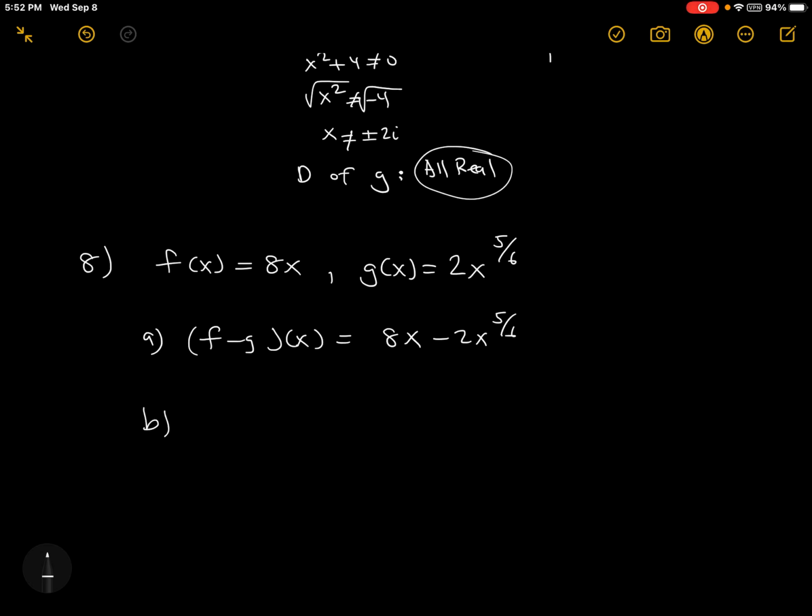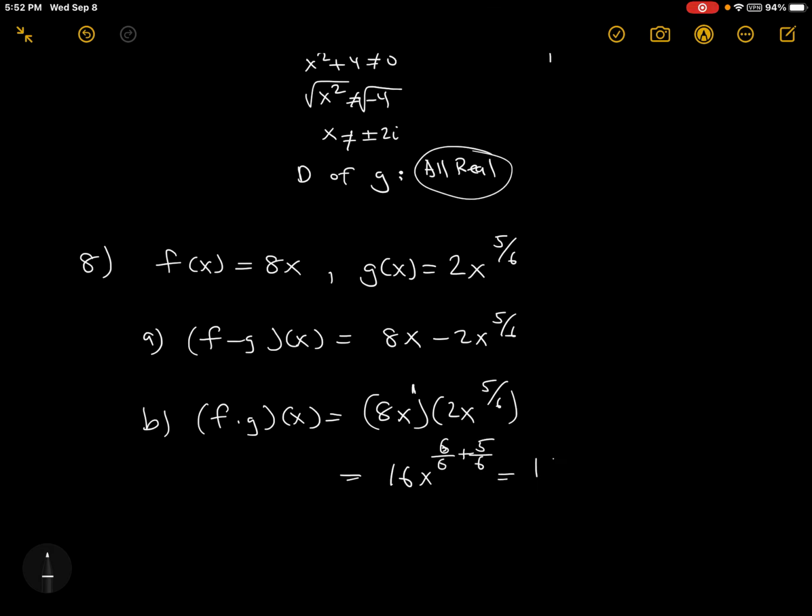If you want, you could simplify this a little bit further. 8 times 2 is 16. Properties of exponents, x to the first times x to the 5 over 6, right? This is 6 over 6 plus 5 over 6. If I add the exponents using properties of exponents, you're going to get 16x to the 11 over 6.